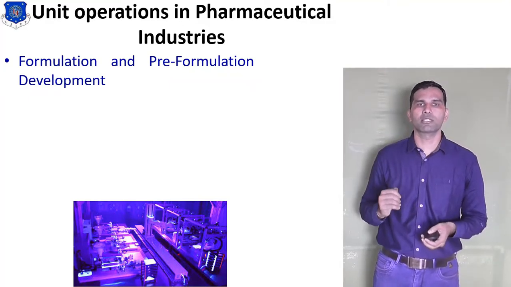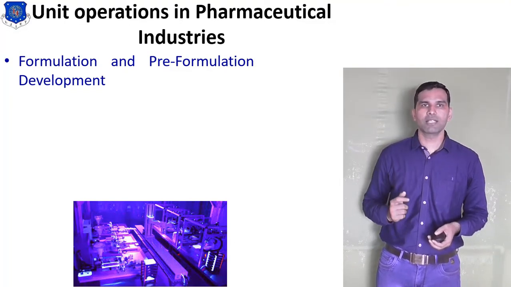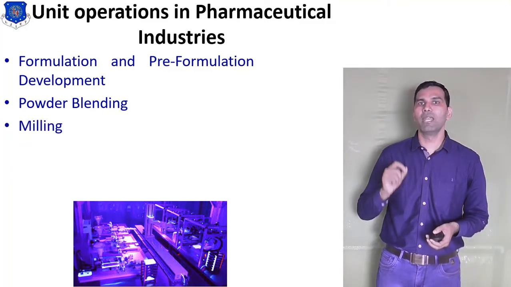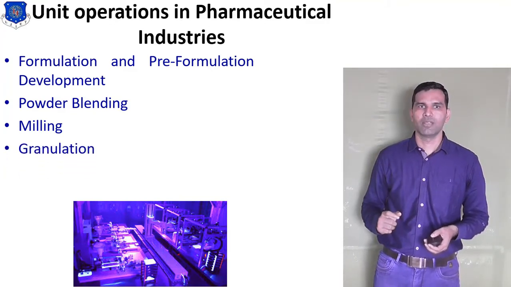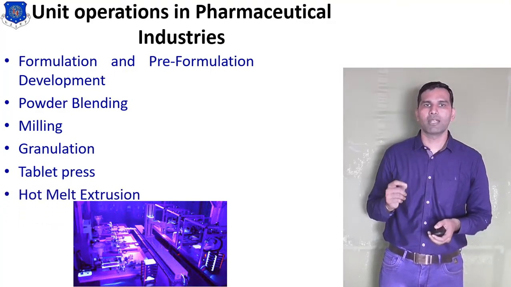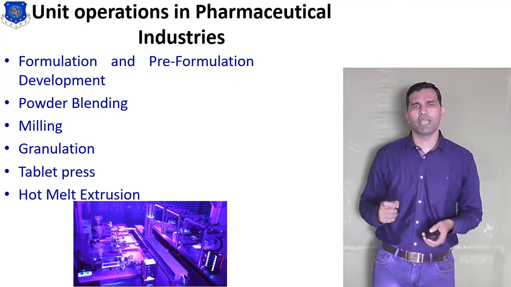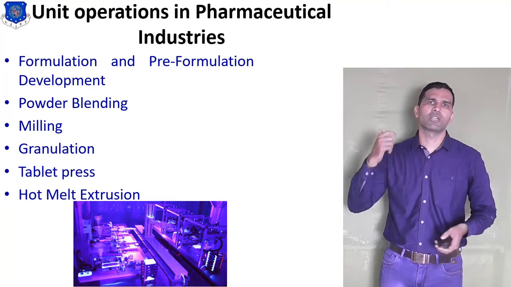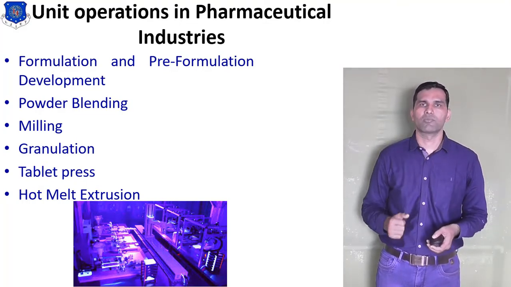The first step is formulation and pre-formulation development. Then we discuss powder blending. Then the milling process. After that, the granulation process. Then tablet pressing. And last, we discuss hot fill extraction. So these are the processes mainly used in the manufacturing of any tablet or capsule in the pharmaceutical industry. We will discuss some major topics of this process.